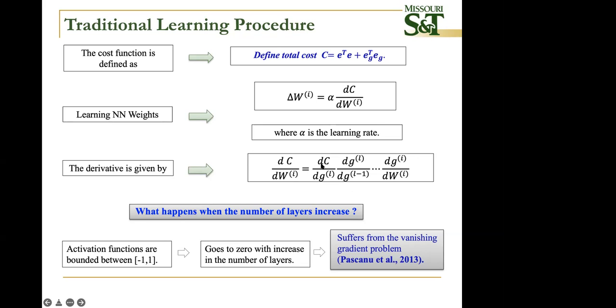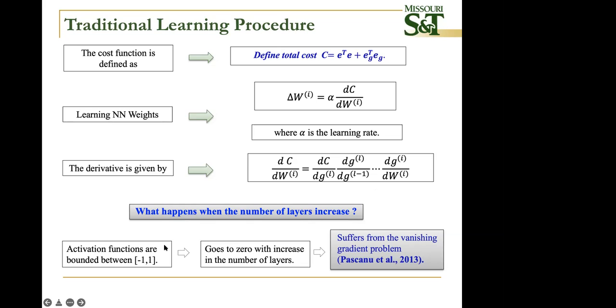We want to go through a chain rule or product rule: partial C over the activation function in the Lth layer, and partial activation function over the previous layer activation function, and so forth, until you come to the partial activation function over the partial weights. So this is what we call the product rule. And then the question is, what happens when the number of layers increases?